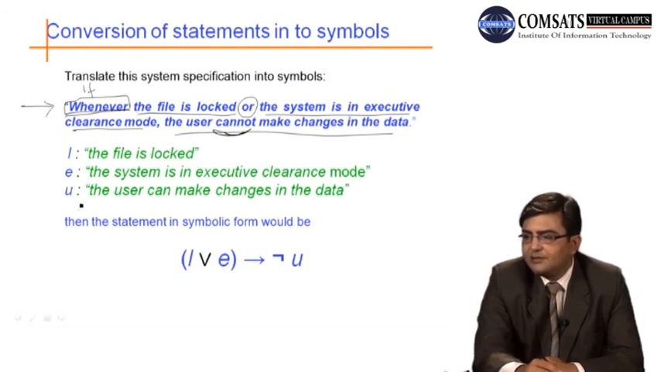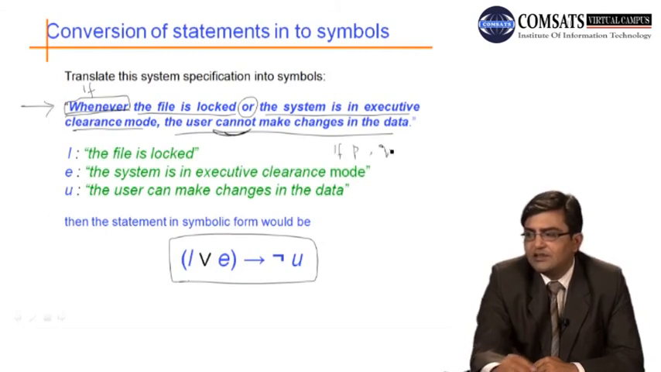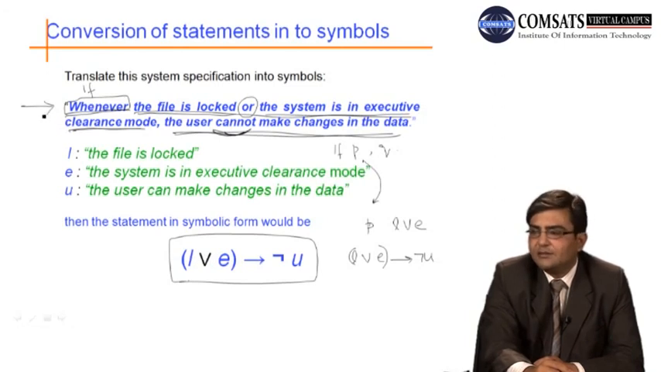So this whole statement can be written as this, because this is the form of the conditional statement if P, Q. Here this whole part will be P, and this is the Q. P is the disjunction of two propositions, L or E. So we have L or E implies not U. So we can write this statement in symbolic form as this.